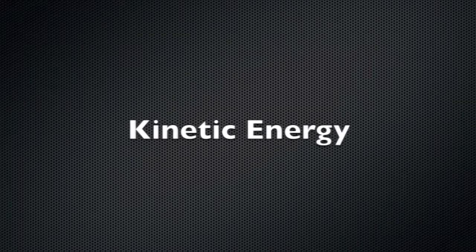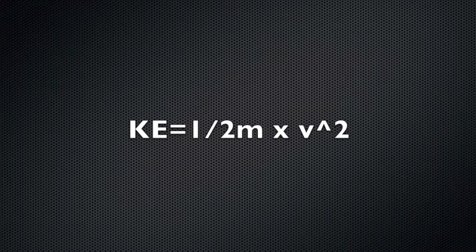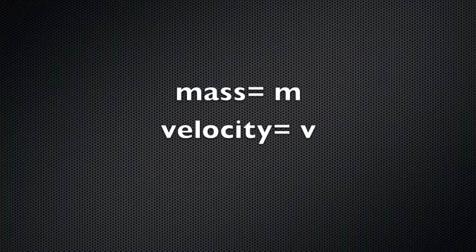The kinetic energy of an object is the energy which it possesses due to motion. The formula for kinetic energy is KE equals half mass times velocity squared, where m is equal to the mass of the object and v is equal to the velocity.